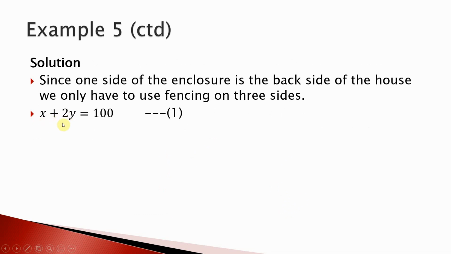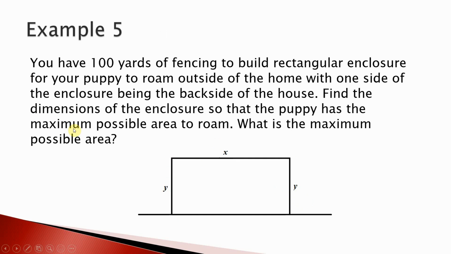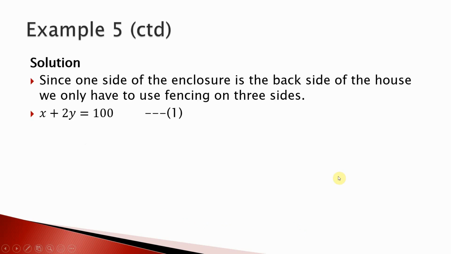So if it was 4 sides, then it would be 2x plus 2y. But since we don't use fencing on this side, it's x plus 2y. Okay, so x plus 2y is equal to 100 yards. That's one equation, and the other equation would be for the area, which is area equals x times y. That means A equals xy. Okay, so this is the second equation.